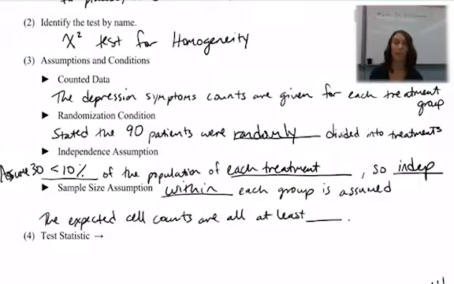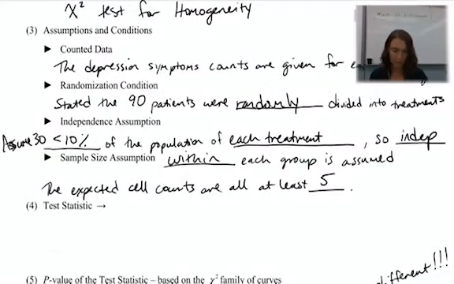And then because they were randomly assigned, based on randomization, we can assume that each treatment group is independent of the other groups too. It doesn't hurt to write that down as well. All right, sample size assumption: the expected cell counts are all at least 5. Remember, our expected cell counts were 20s across the board and then 10s across the board for the depression symptoms improving.